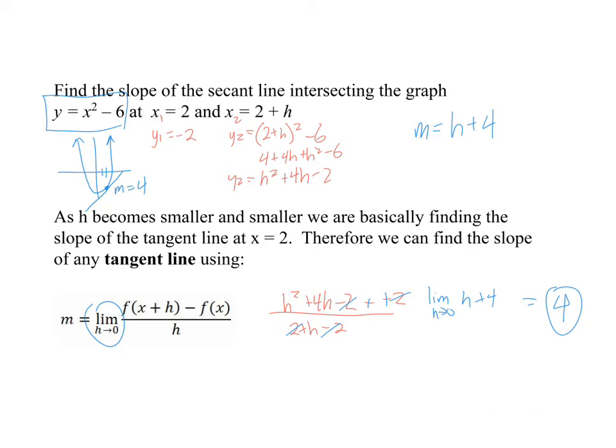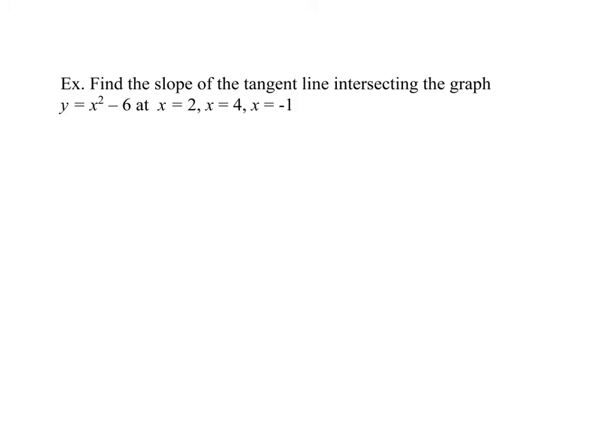So we already did it when x was 2, so let's try it now when x is 4. We can do it just like we just did. When we did an x1 of 2, that one gave us a slope of 4. Let's try it now when we have an x of 4. So our x1 would be 4, and our y1 would be, if we plug 4 in, 16 minus 6, which is 10, and we should be good to go.